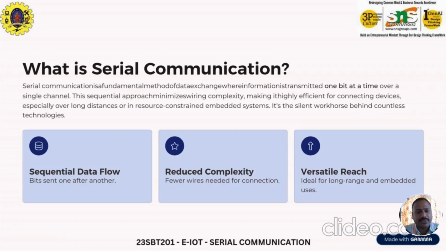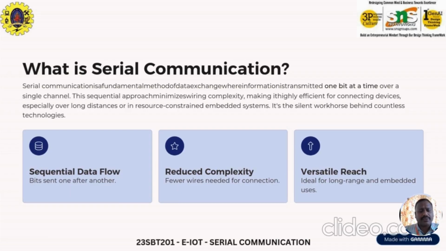So what is serial communication? Serial communication is a fundamental method of data exchange where information is transmitted one bit at a time over a single channel. This sequential approach minimizes wiring complexity, making it highly efficient for connecting devices, especially over long distances or in resource constrained embedded systems. It's the silent workhorse behind countless technologies.